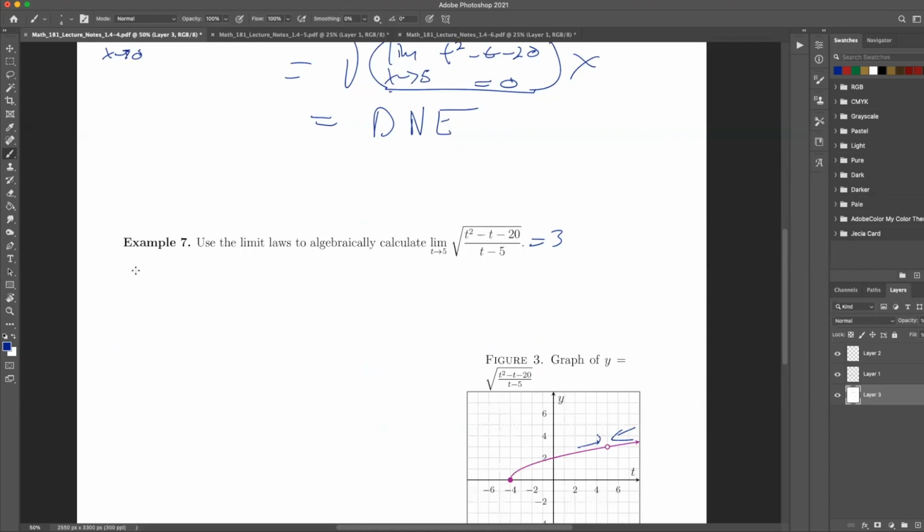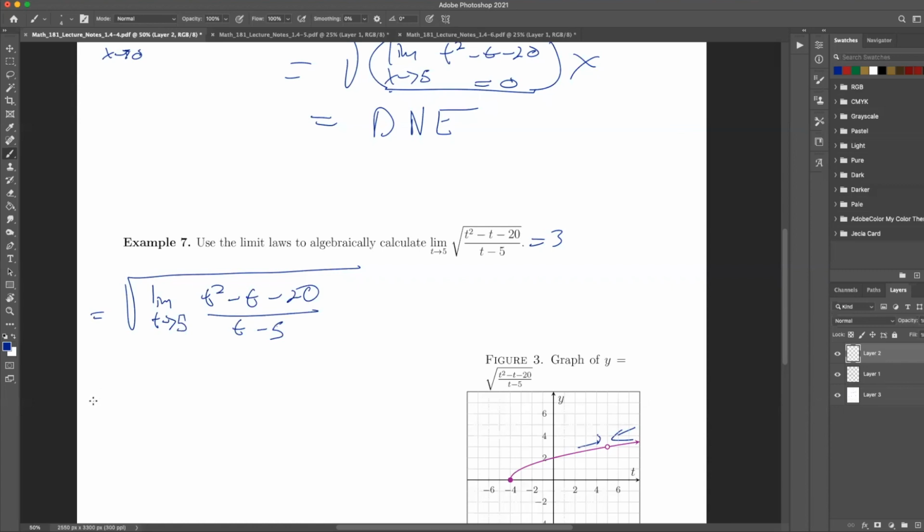Here, we're going to do the same thing we did before and pull the limit to the inside. So this is the limit as t approaches 5 of t squared minus t minus 20 all over t minus 5. Now, can I plug 5 directly in? The answer is no. This doesn't work.